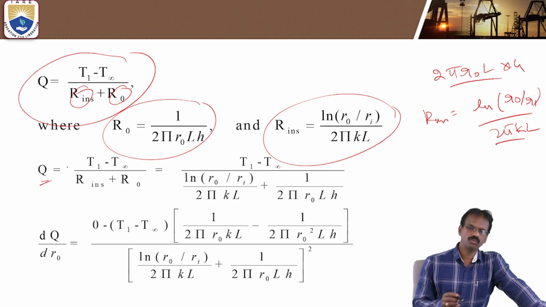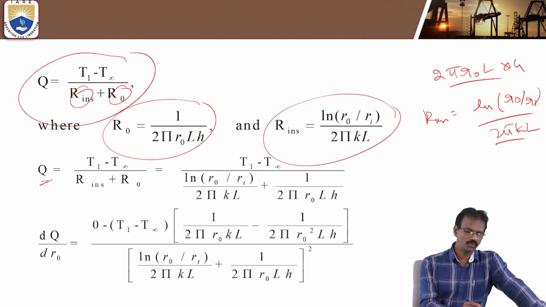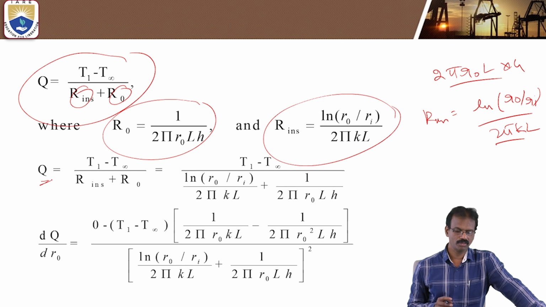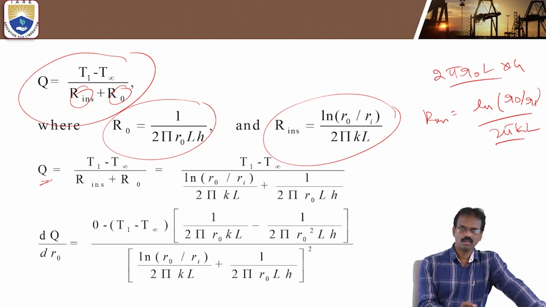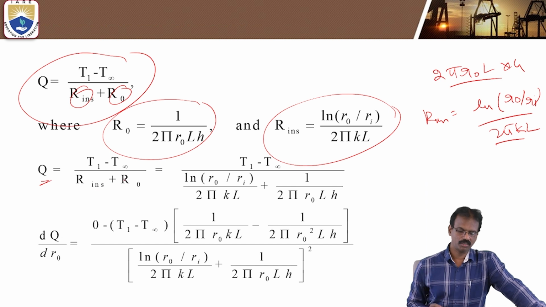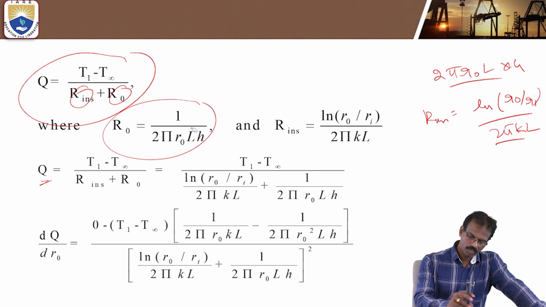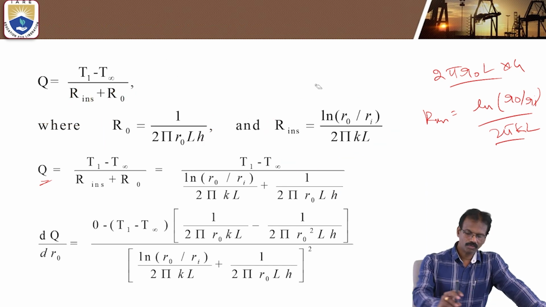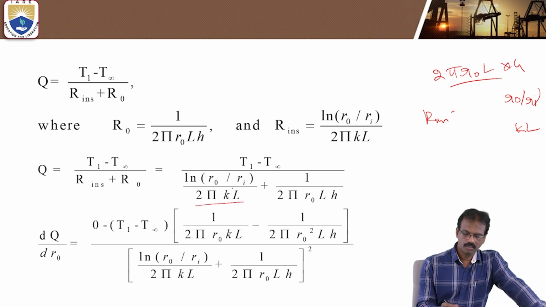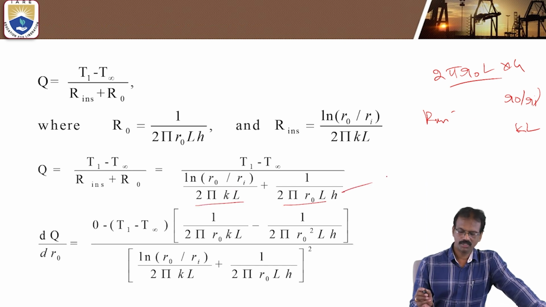Then, according to the composite slab, you know the formula: Q is equal to initial temperature minus final temperature by all the thermal resistances, the thermal resistance of conduction plus the thermal resistance of convection. So Q is equal to T1 minus T infinity by ln of R naught by Ri by 2 pi kL, plus 1 by 2 pi R naught L h. This is the value. Here this is the conduction resistance, and this is the convection resistance.